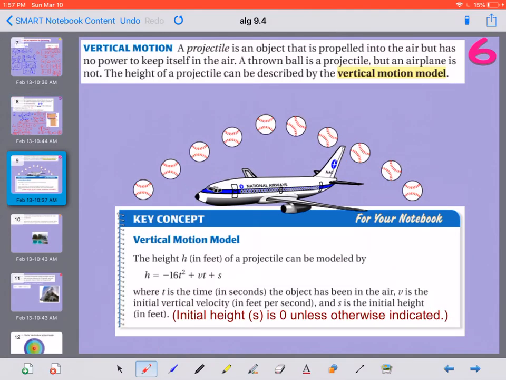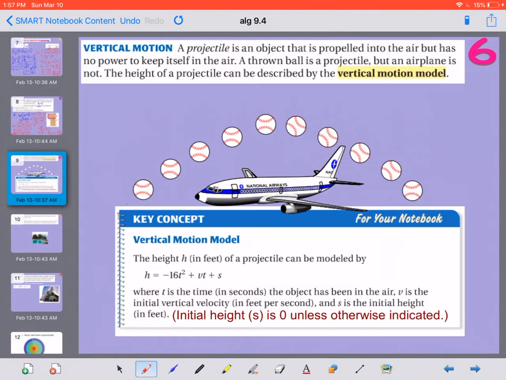Alright, we got to talk about vertical motion. A projectile is an object that is propelled into the air, but has no power to keep itself in the air. A thrown ball is a projectile, but an airplane is not. The height of the projectile can be described by the vertical motion model.